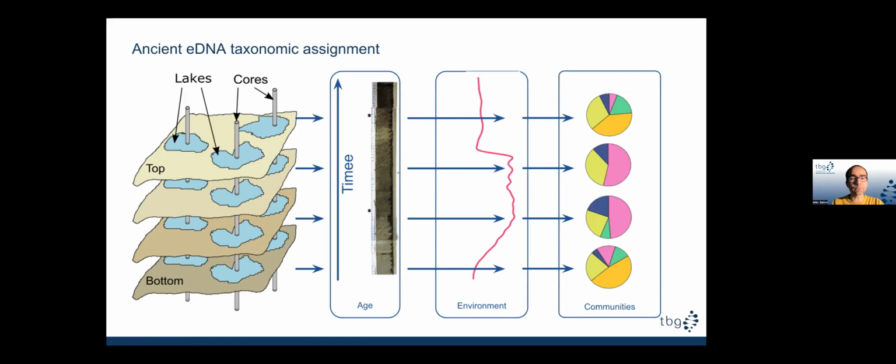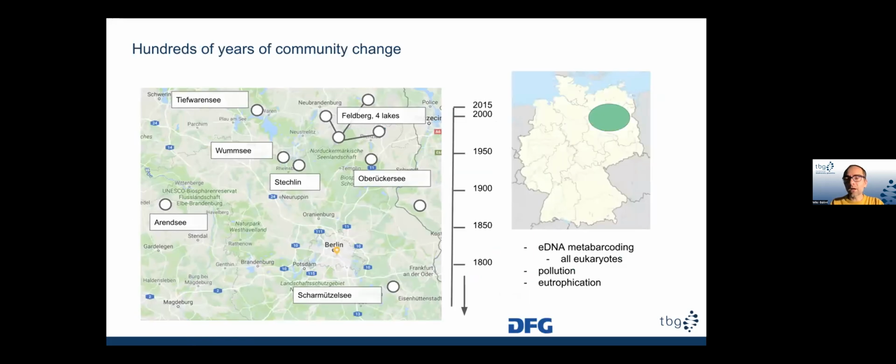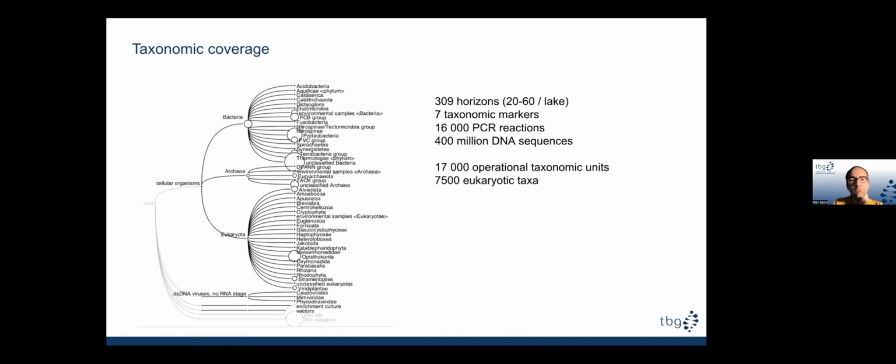Right, so this is a project that I was doing a couple of years ago in northeastern Germany. We were working on 10 lakes and wanted to reconstruct community change over a few hundred years. We did metabarcoding of all eukaryotes, and we were interested in how pollution and eutrophication are influencing these lake communities. We have good taxonomic coverage because we were working with a number of taxonomic markers, quite a large number of PCR reactions, and quite a large number of sediment horizons from these 10 lakes.